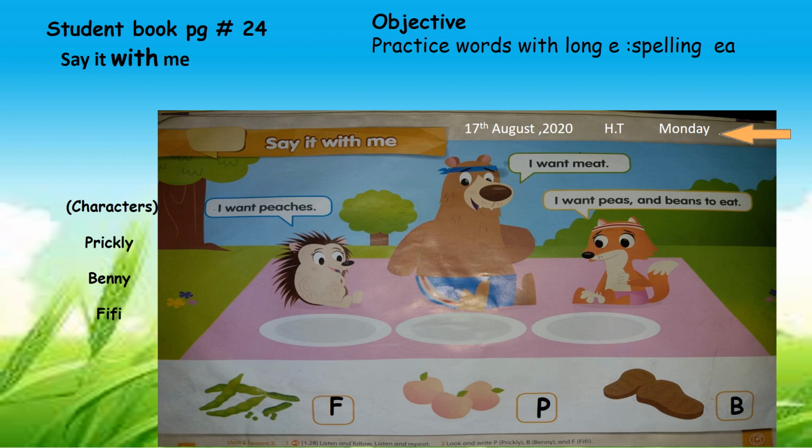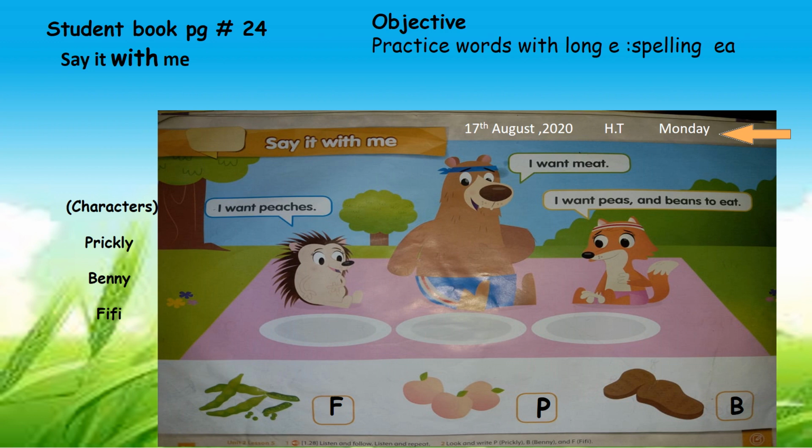Okay. Now look at the peaches picture, and with the picture of peaches there is a small square box given. What you have to do, you have to write capital P in that box. Yes. Now look at the Benny picture and what Benny wants to say. Read that line. I want. W-A-N-T, want. I want meat. M-E-A-T, meat. Look at the meat picture.